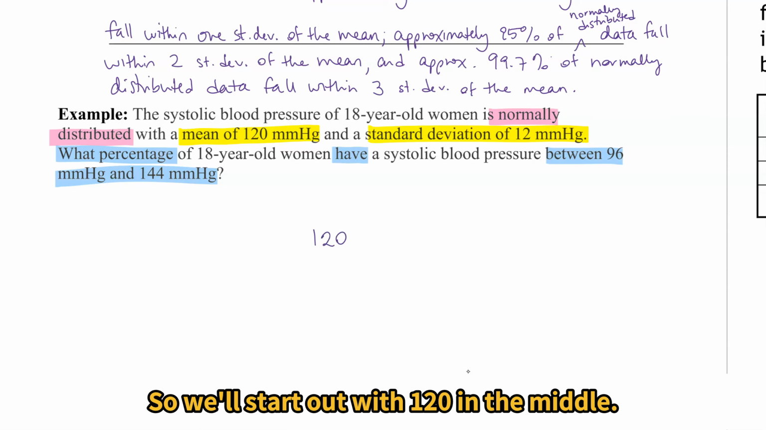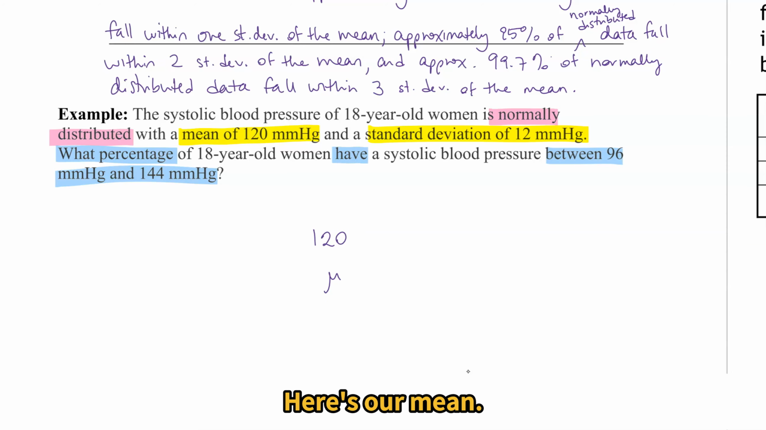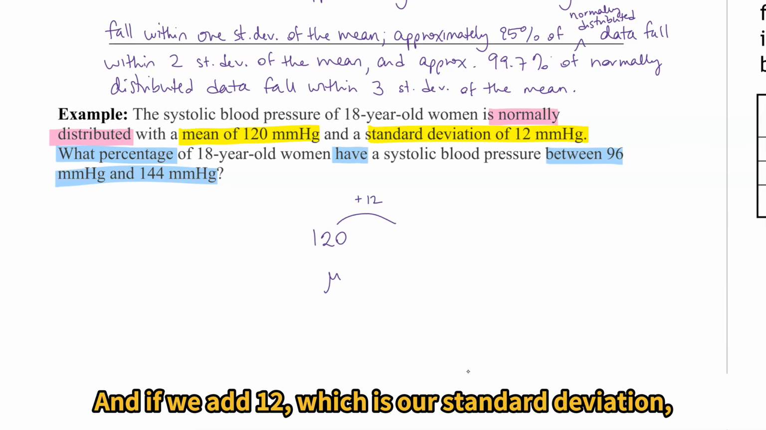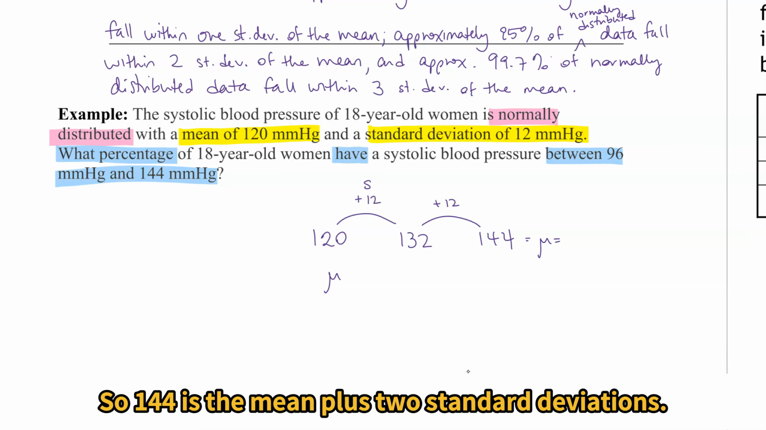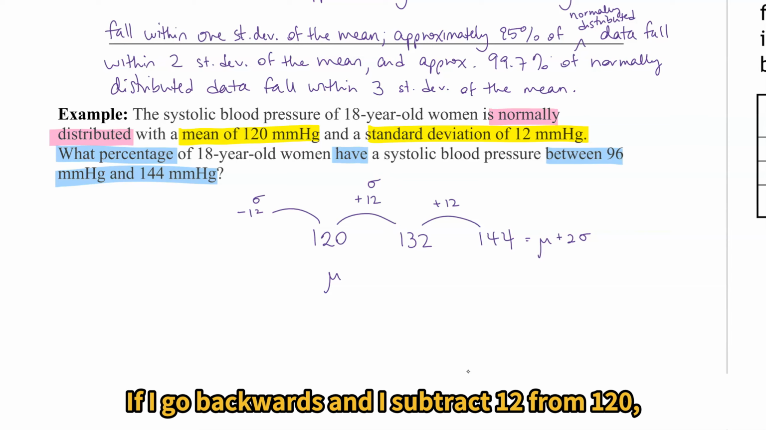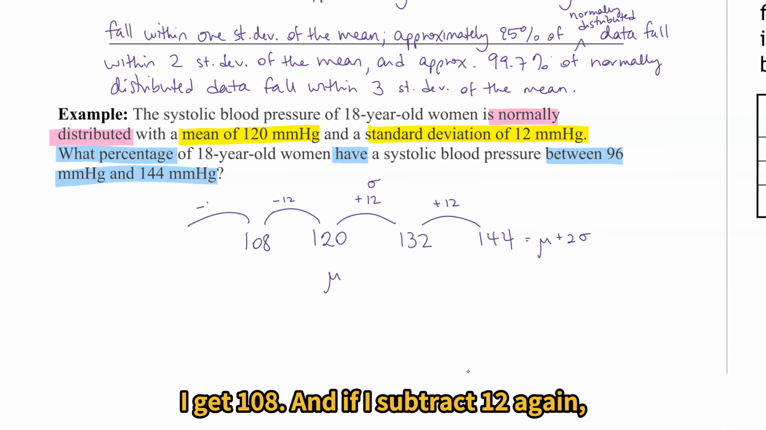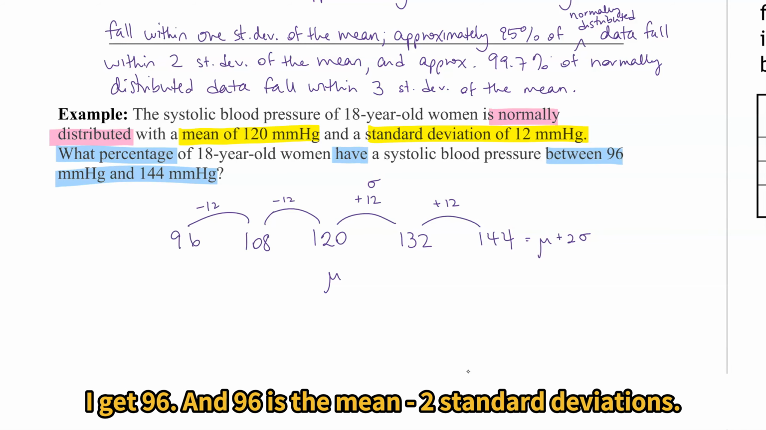So we'll start out with 120 in the middle. Here's our mean, and if we add 12, which is our standard deviation, we get 132. And if we add 12 again, we get 144. So 144 is the mean plus 2 standard deviations. If I go backwards and I subtract 12 from 120, I get 108. And if I subtract 12 again, I get 96. And 96 is the mean minus 2 standard deviations.